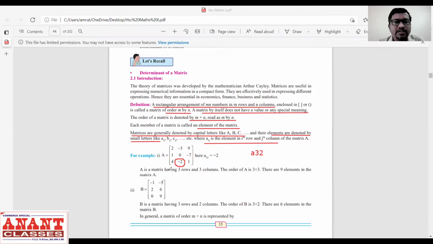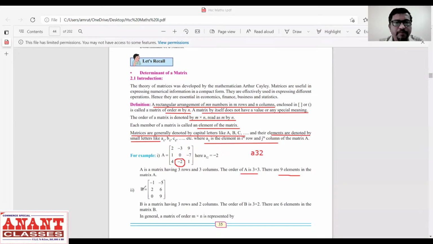Matrix A has 3 rows and 3 columns. This matrix is of order 3 by 3. The order of matrix A is 3 by 3. So there are 9 elements. 3 multiplied by 3 is 9 elements. You can see in the matrix, in total there are 9 elements: 1, 2, 3, 4, 5, 6, 7, 8, 9.